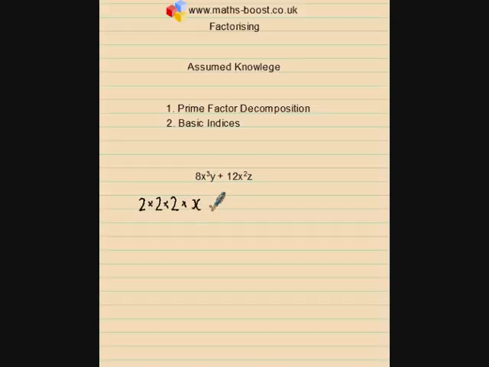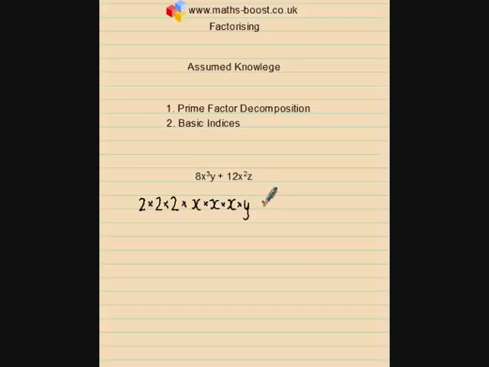So it would be x times x times x, and finally it's times a y. And you can see whilst this is written here in terms of its basic building blocks, it's exactly the same. It's still 8x cubed y. It's just written in terms of its basic building blocks.